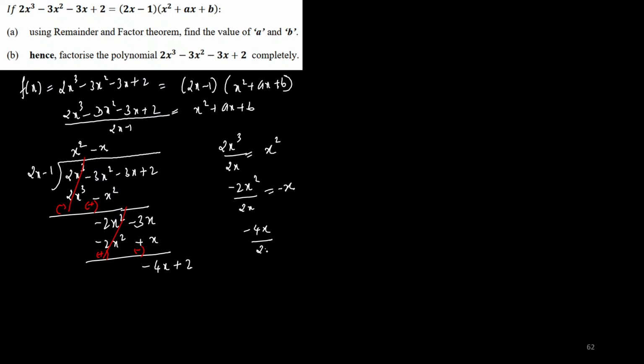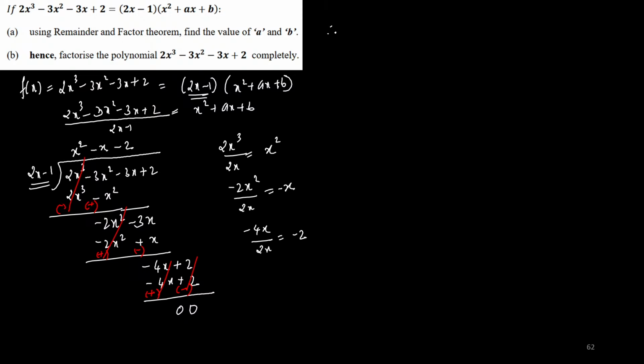Minus 4x by 2x, that is minus 2. So minus 2 if I do, I'll get minus 4x plus 2. So again I need to change the sign. This is plus and this is minus. So obviously you have to get the remainder 0, because it is already given to you that 2x minus 1 is a factor.